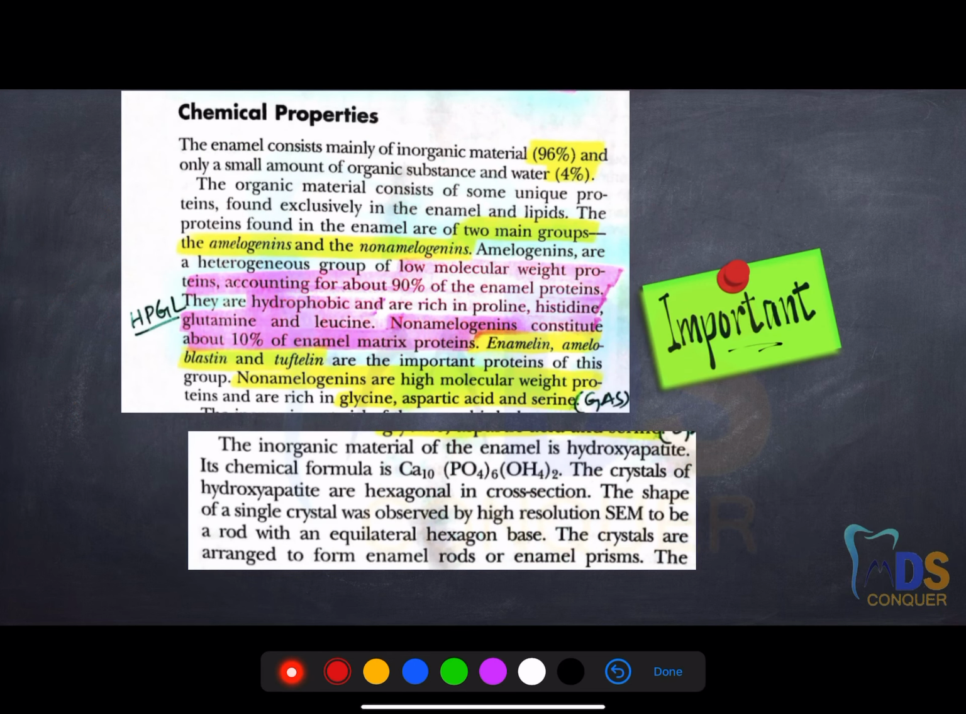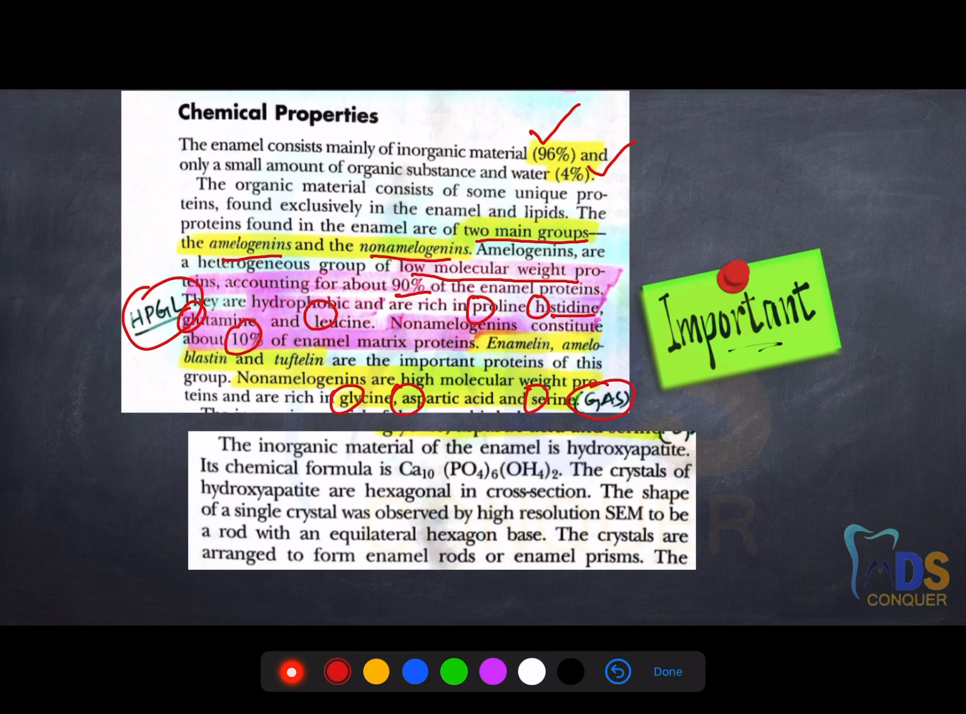Then goes the chemical content: 96% inorganic content, 4% organic content. There are two main groups, amelogenins and non-amelogenins. Amelogenins are low molecular weight and account for 90%. They account for a high percentage, but they are low molecular weight. They are rich in HPGL. Non-amelogenins are high molecular weight and occupy 10%, and they are rich in GAS. I hope you're very clear. This is a regularly asked question. I don't know why, so please do make a note.